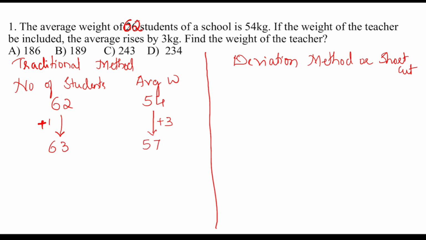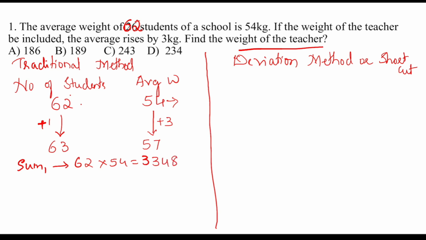Okay, find the weight of the teacher. So what is the weight of the teacher they are asking? Now the number of students we know and the average we know. So from this we can directly calculate the sum, isn't it? So the sum will be how much? The sum will be 62 into 54. I'll call it sum 1. It is 62 into 54, which is equal to 3348. Okay, when you multiply you will get this.